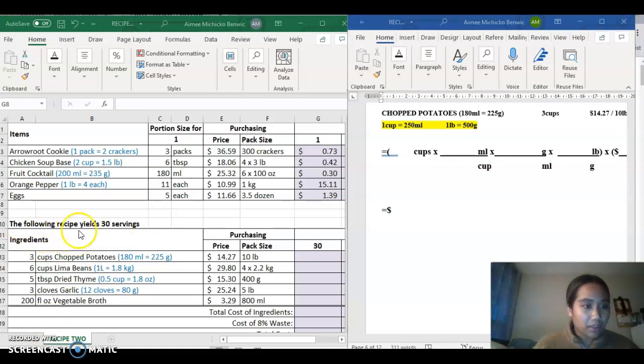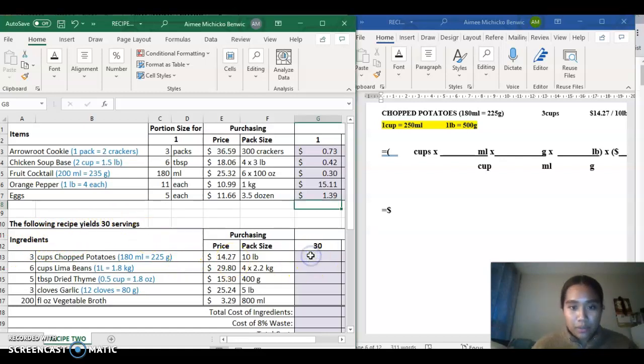The second recipe yields 30 servings, so we're doing it for 30 servings. So let's start off with the first ingredient, chopped potatoes.